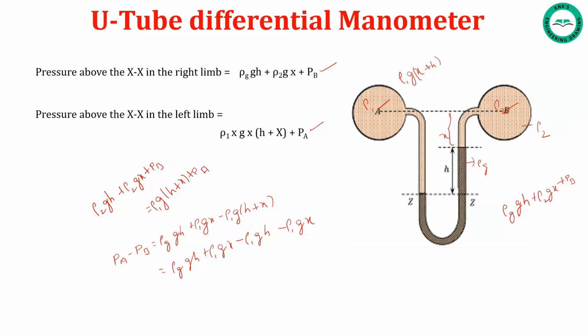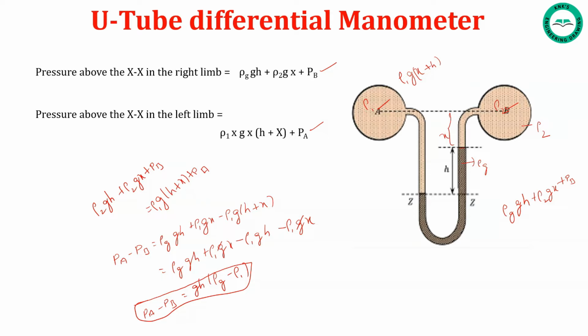So these two terms will get eliminated, which can be written as G H into (rho G minus rho 1). So PA minus PB can be calculated with the help of G into H into (rho G minus rho 1).